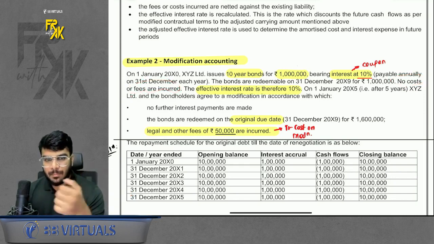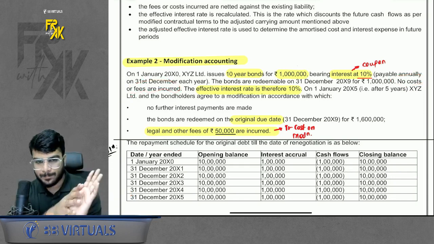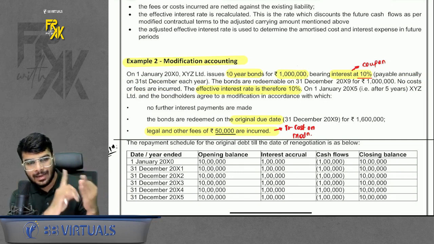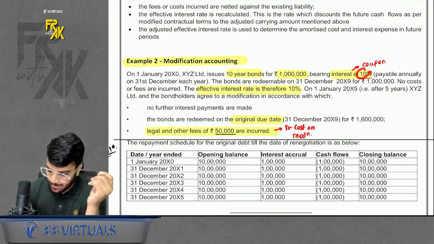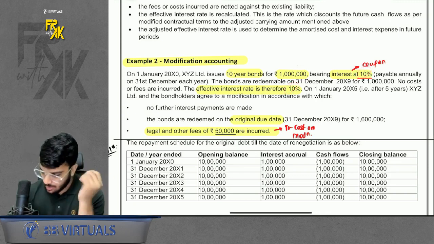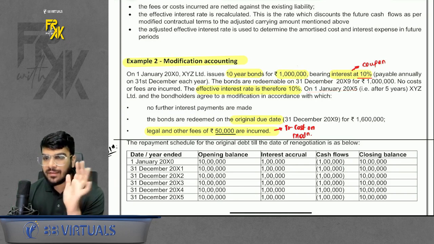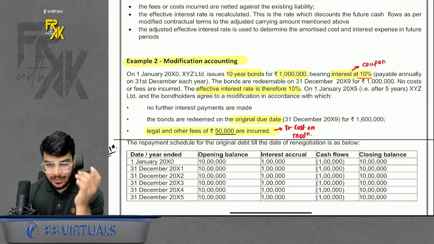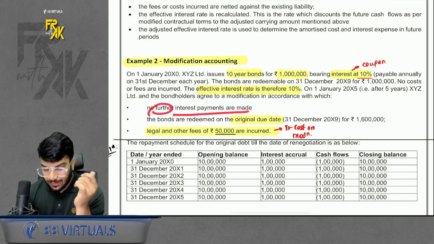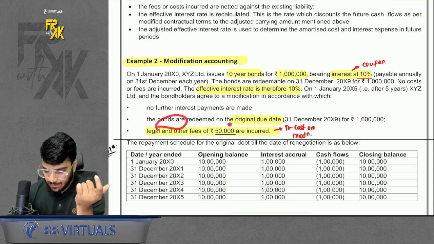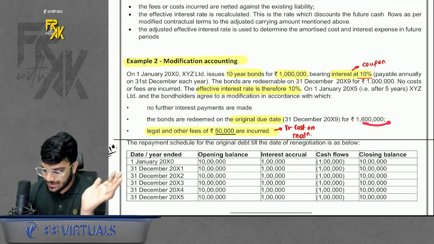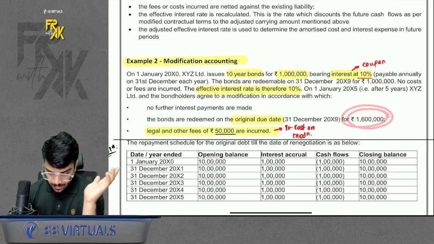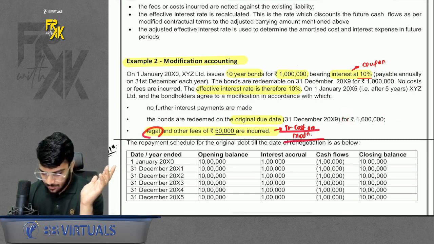Do remember, when you only have a coupon, but you have no premium, no discount, and no transaction cost, in that case your coupon and EIR turn out to be the same. Anyways, on 1st January 15, that is after 5 years, there was a modification. It says that no further interest payments are required. Bonds are redeemed on the original date only, but for 16 lakhs. Previously you were going to redeem at par, now you will redeem at premium. And there is a transaction cost of 50,000.